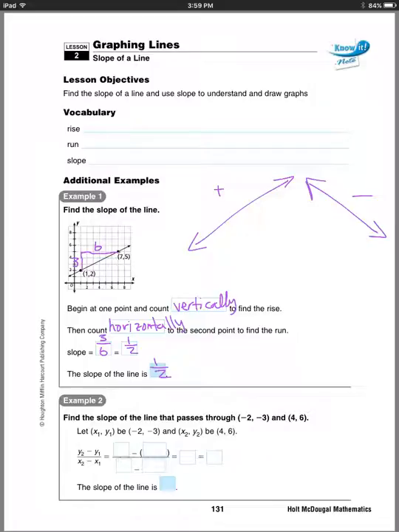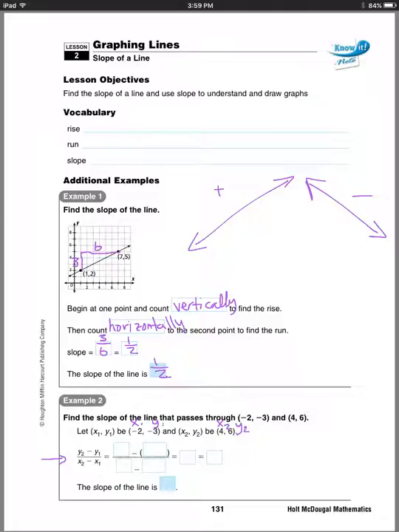Okay, now we're going to use our formula. This is our slope formula here: y2 minus y1 over x2 minus x1. We have: find the slope of a line that passes through (-2, -3) and (4, 6). So my first set of coordinates is going to be x1, y1, and I like to put that over my numbers. And my second pair of coordinate points is going to be x2, y2.